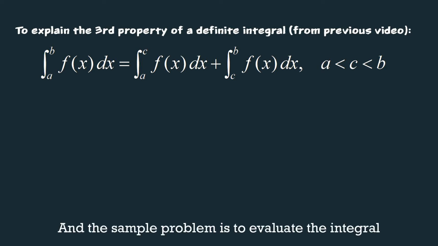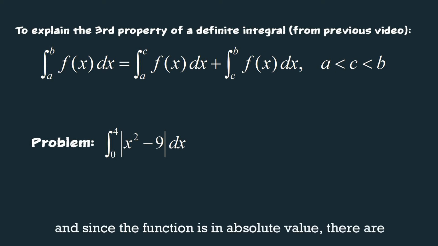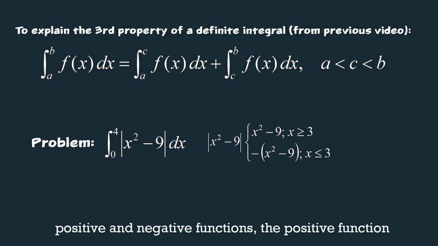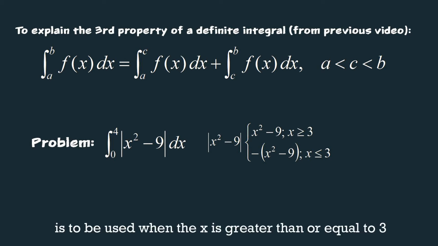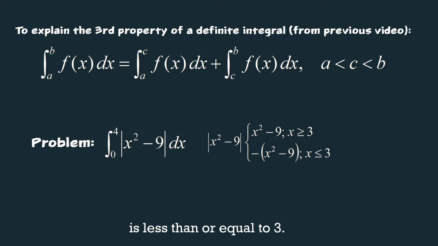And the sample problem is to evaluate the integral of the absolute value of x squared minus 9 dx from 0 to 4. Since the function is in absolute value, there are positive and negative functions. The positive function is to be used when x is greater than or equal to 3. The negative function is to be used when x is less than or equal to 3.